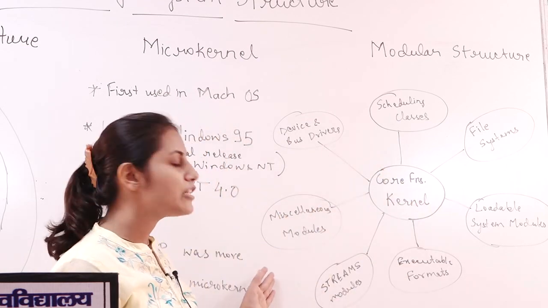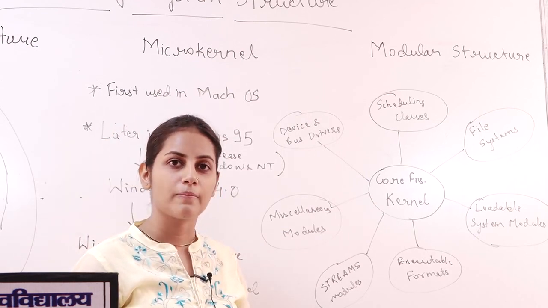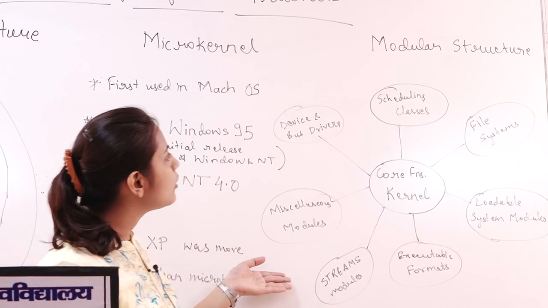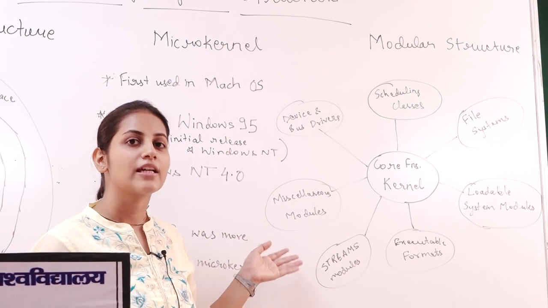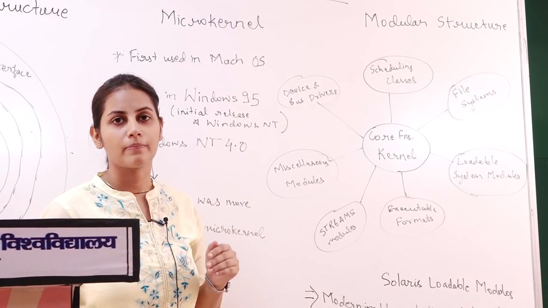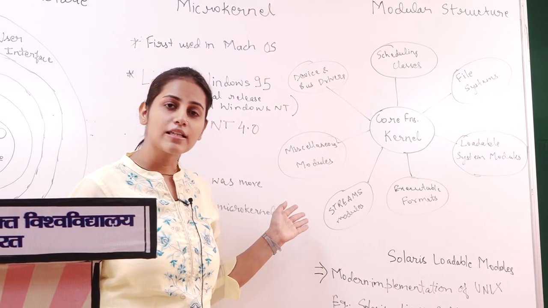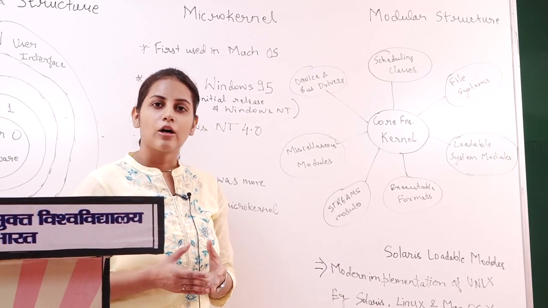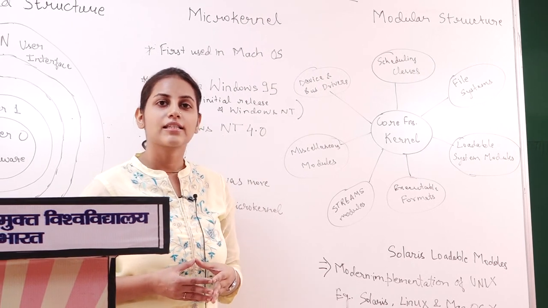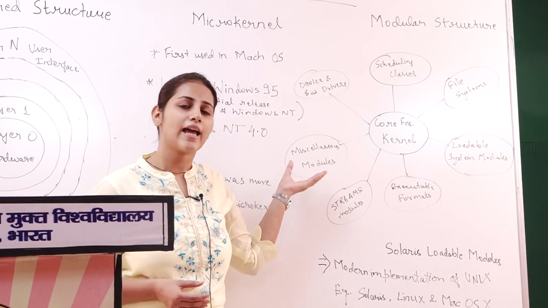The figure that you can see here is that of the Solaris operating system. These are the Solaris loadable modules. Solaris was one of the operating systems that used the modular structure. The modules for modular structure operating systems are designed using some object-oriented programming language such as C++. So, each module can be implemented as a class in C++.